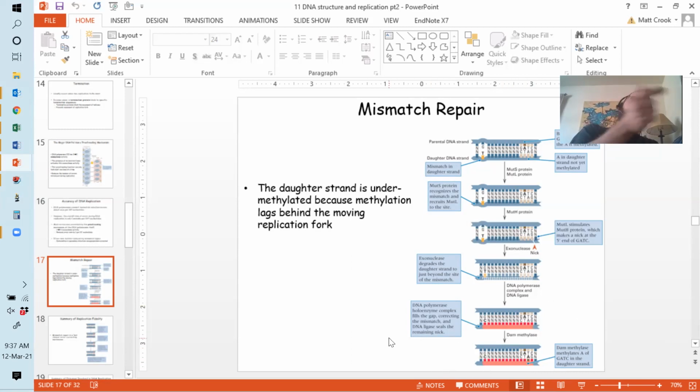And so presumably further along, we're going to want to catch those mismatches before the methylase comes along and methylates that part of the daughter strand. Anybody have any questions?